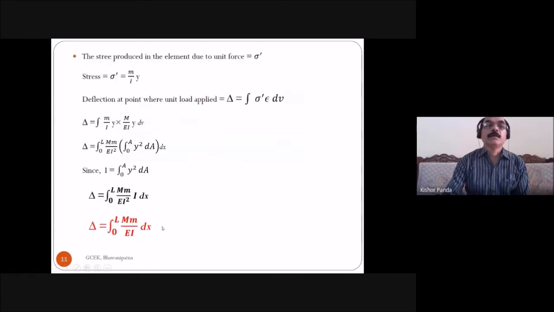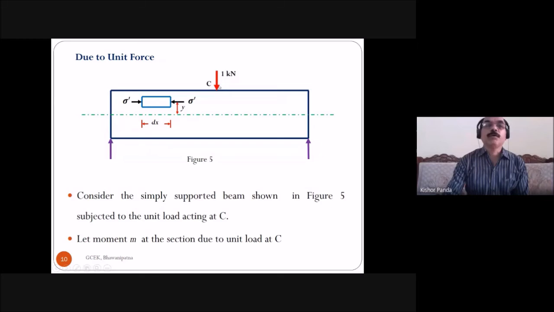Then what is the stress produced in the element due to unit force? This is the element, and this is the stress produced in the element. When the unit force is applied, you have to take the stress in the element as sigma dash. And this stress produced in the element, you have to find out at a distance y from the neutral axis.